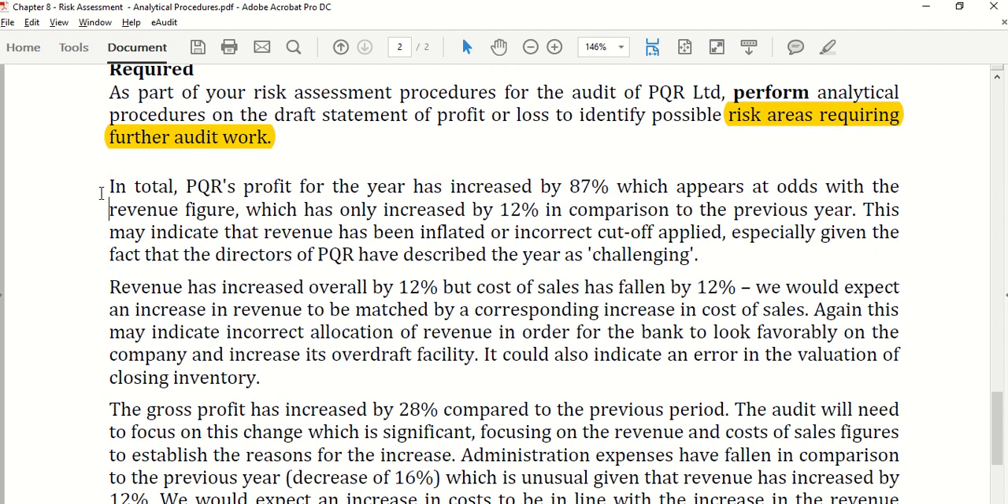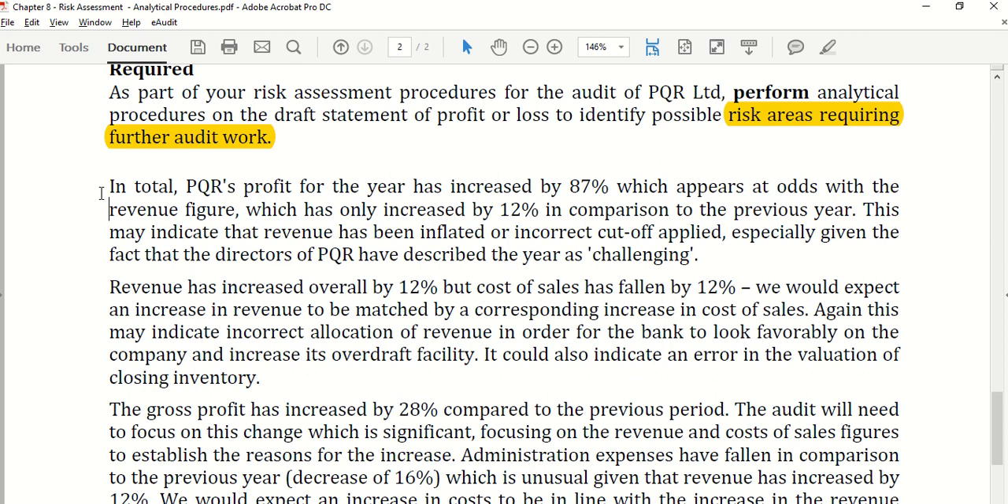You can see in total PQR profit for the year has increased by 87%, which appears to be at odds with the revenue figure, which has only increased by 12%, right? In comparison to the previous year, this may indicate that revenue has been inflated or incorrect cutoff applied, right? Especially given the fact that the directors of PQR have described the year as challenging, right? Because the directors also consider the year as a challenging year, but still you have a huge profit reported during the period.